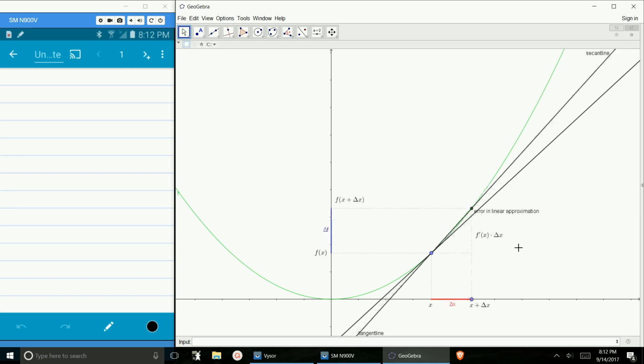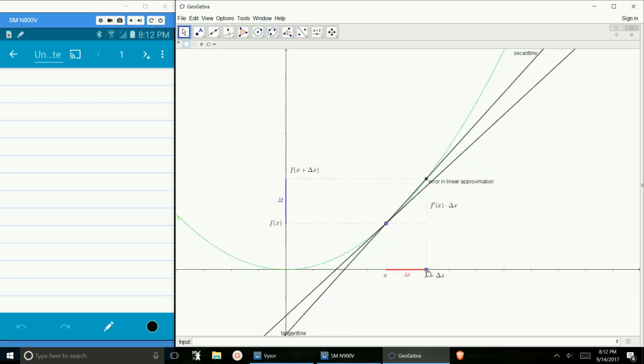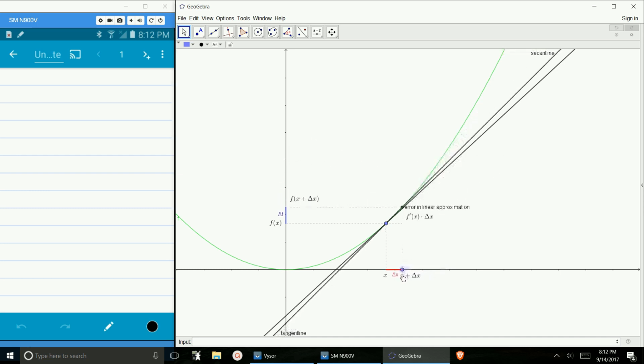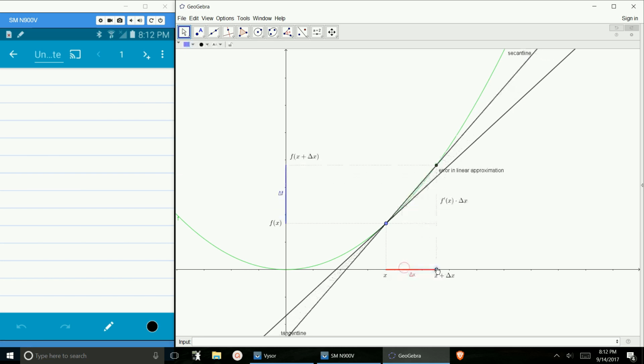Okay, so I want you to see how rapidly that orange error just disappears, even though we have a relatively big delta x, relatively big delta f. Delta f is just the change in f, and delta x is just the change in x that we've done. Okay, now the question I really want to ask is this little line right here. I've labeled it as f prime of x delta x, and why is that?